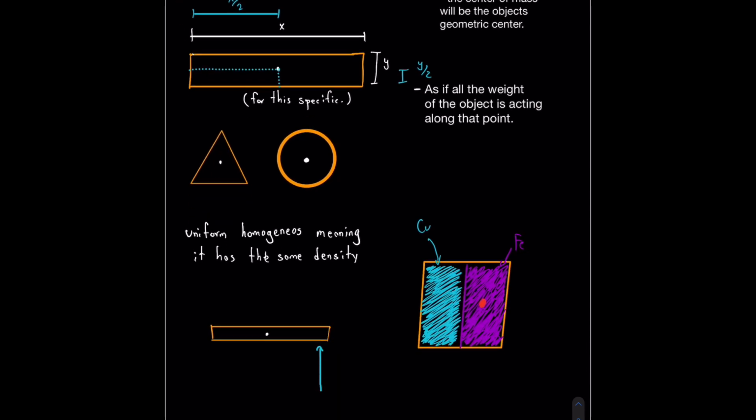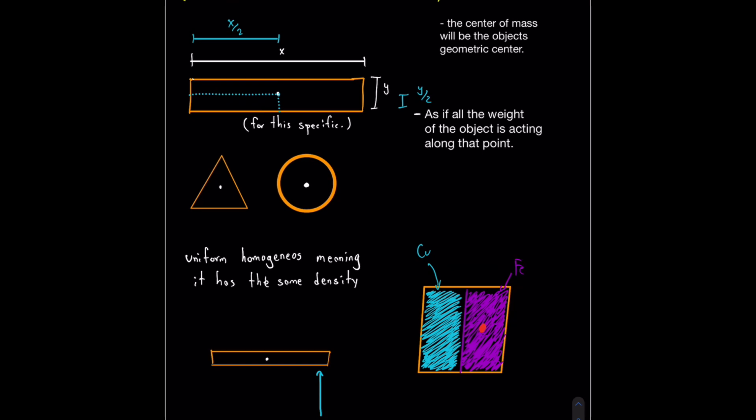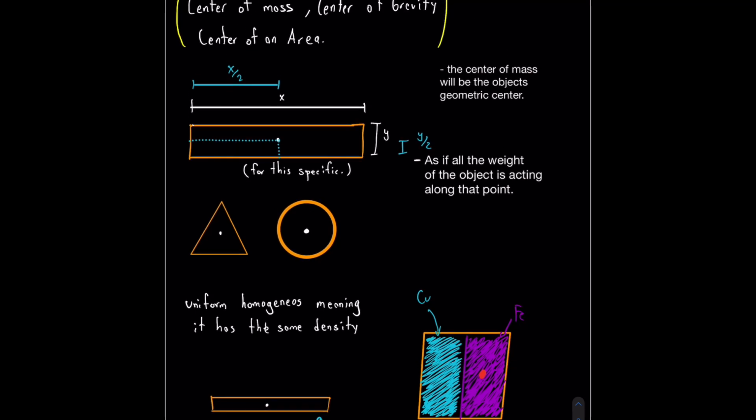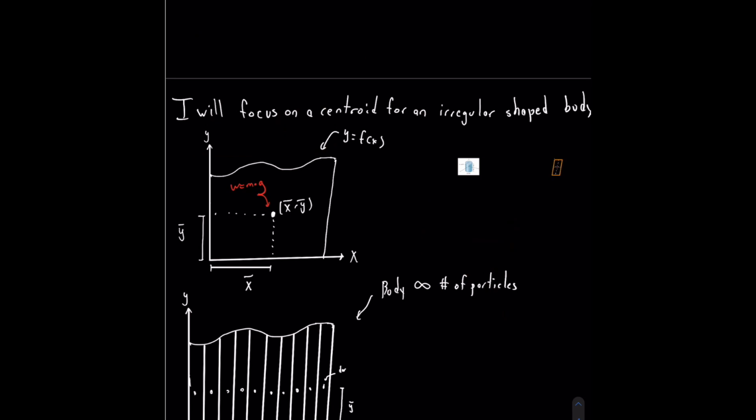Now, what if the body wasn't homogeneous, meaning it had different densities, and it wasn't all the same one? Take here, for example, iron, and here copper as an example. The centroid will no longer be at the center. It would most likely be somewhere around here, because iron has greater density than copper. I hope. For this video, I will focus on the centroid for an irregular shaped body.